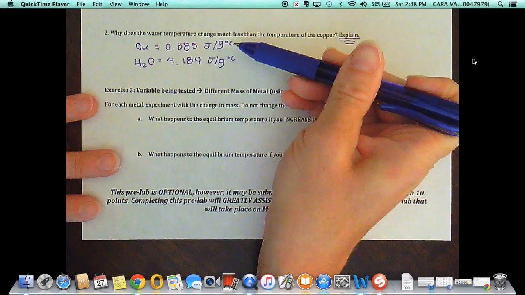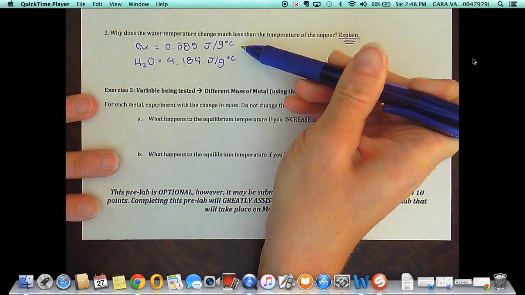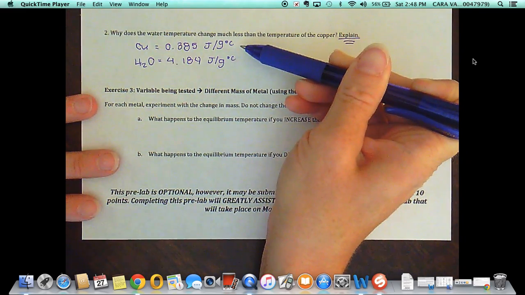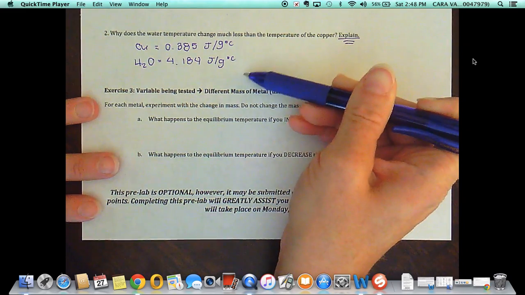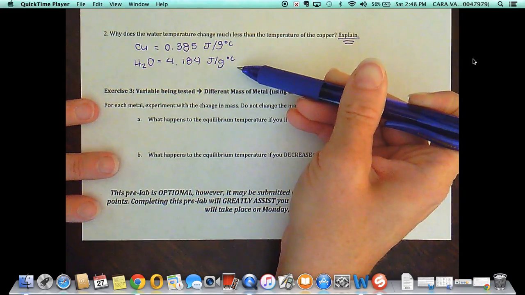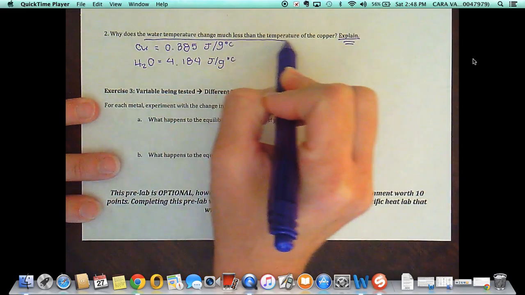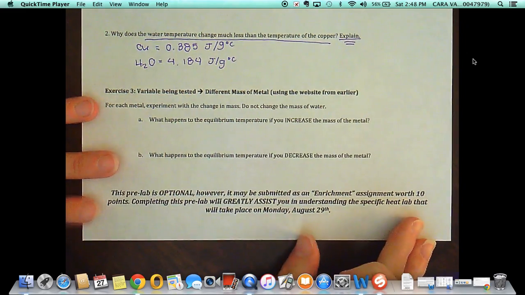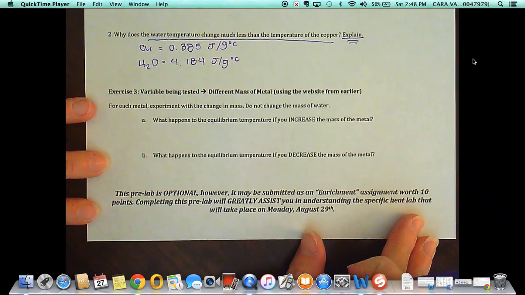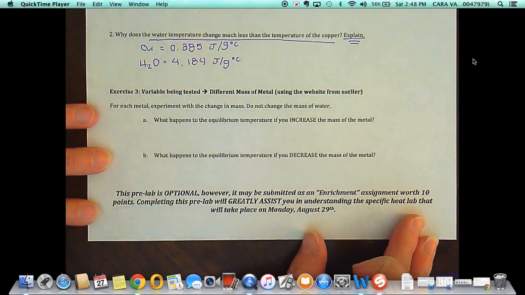Does it really take a lot of heat to heat up copper? No, it only takes 0.385 joules. But look down here at the water. It takes a lot more heat to heat up the water. And so that is really what's going to help us answer this question. Try to put that in your own terms, but focus in on those specific heats and the why behind that.